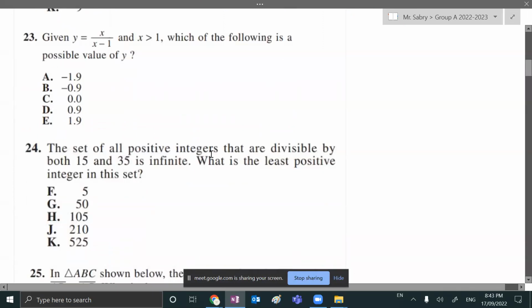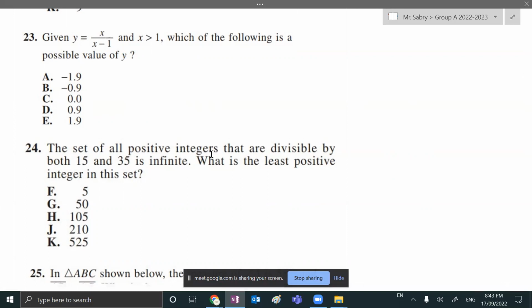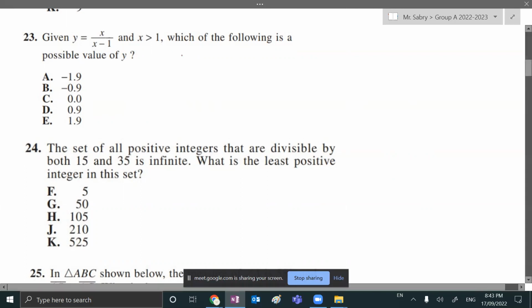Given that y is equal to x over x minus 1 and x is bigger than 1, which of the following is a possible value for y? What could be the value of y? Now this one محتاج شوية تفكير, okay? So pick a number that's bigger than 1. I want to try something, okay?